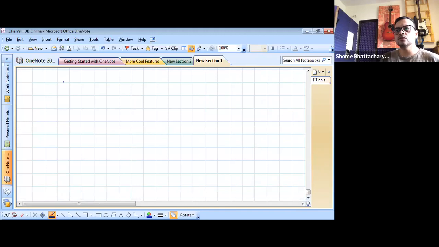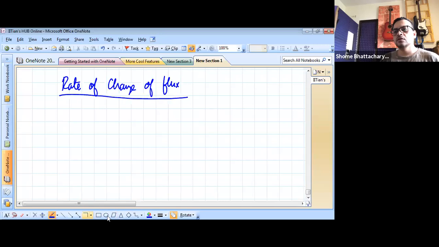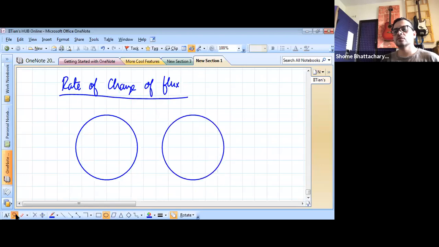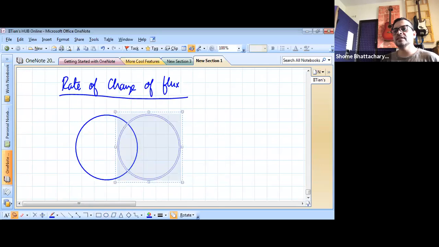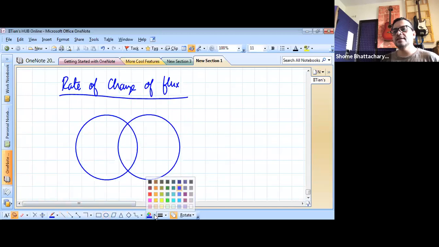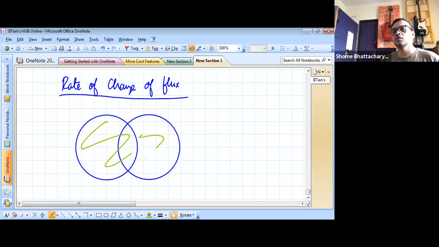Now the other method you can use is Faraday's law, the rate of change of flux method. In that, for example, you can consider the smaller loop or you can consider the larger loop, whichever you like, and see how its area is changing. For example, one time you can consider this whole larger loop and see how its area is changing.